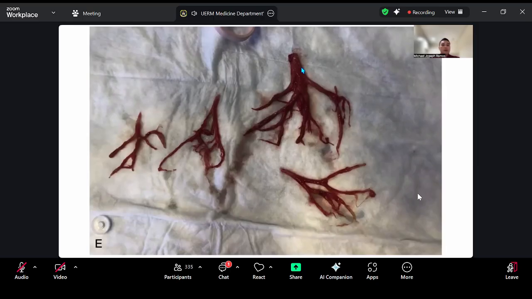Here are samples of the blood clots that were removed from the bronchial tree, and they resemble the configuration of your airways. And if these blood clots weren't removed, the patient may have died of asphyxiation.